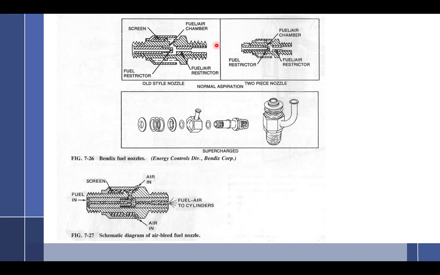So 29.92, so we can say we get 30 inches of manifold. Probably going to see closer to about an inch loss at wide open. All right, so atmosphere is 29.92. What's the best case scenario inside of the manifold?